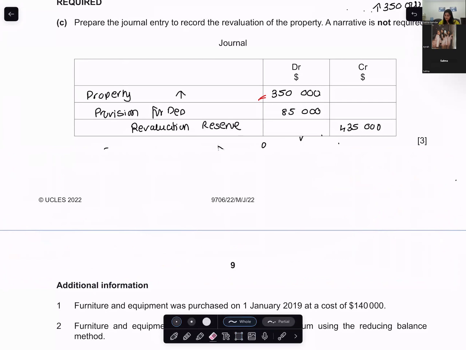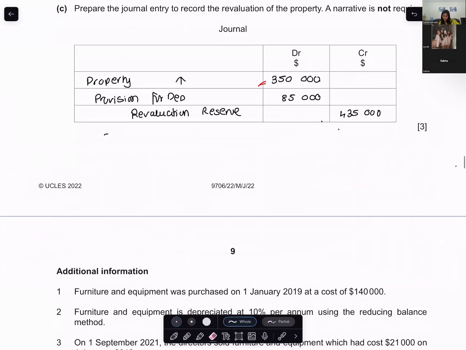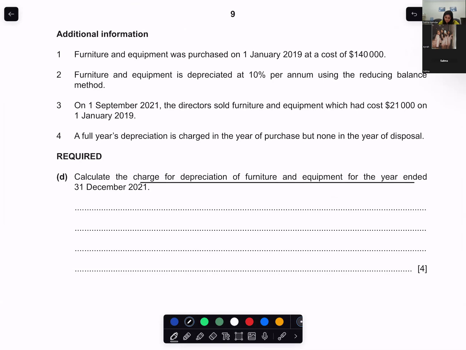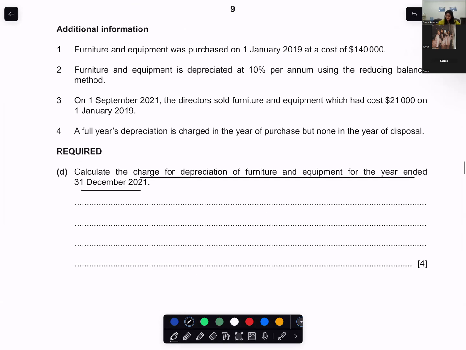The next part. Can you please read it? What do they want from you? Calculate the charge for depreciation of furniture and equipment for the year ended 31st December 2021. You are in which year? We are in that year only, 31st December 2021.